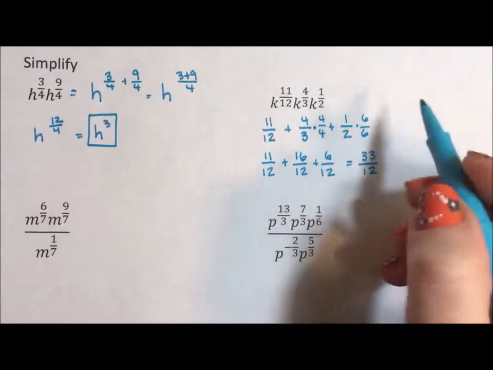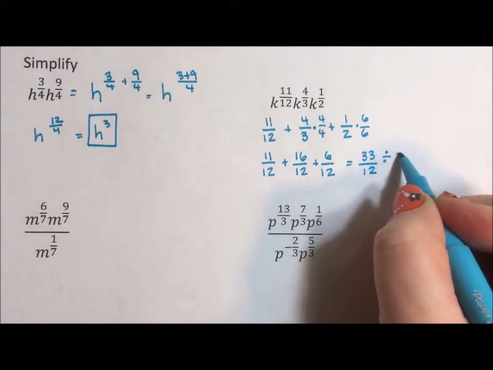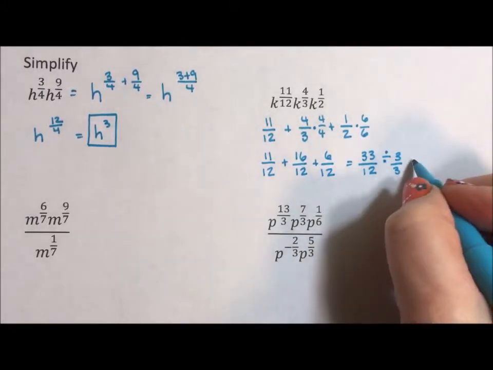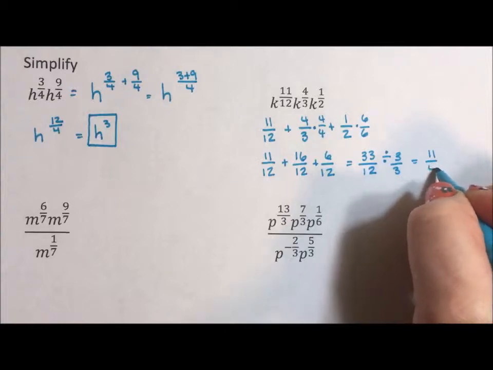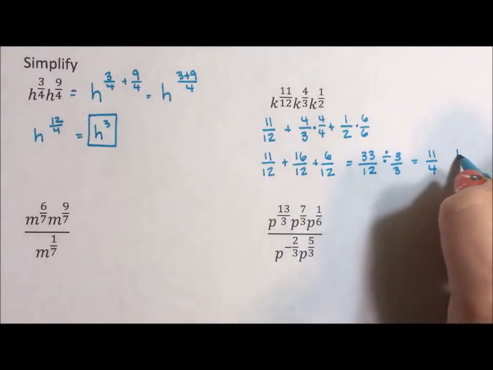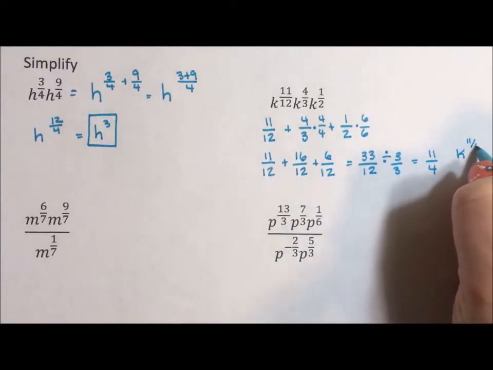Just like I can multiply by 4 over 4, I can also divide, so that I end up with 11 over 4. So my final answer is k to the 11/4.